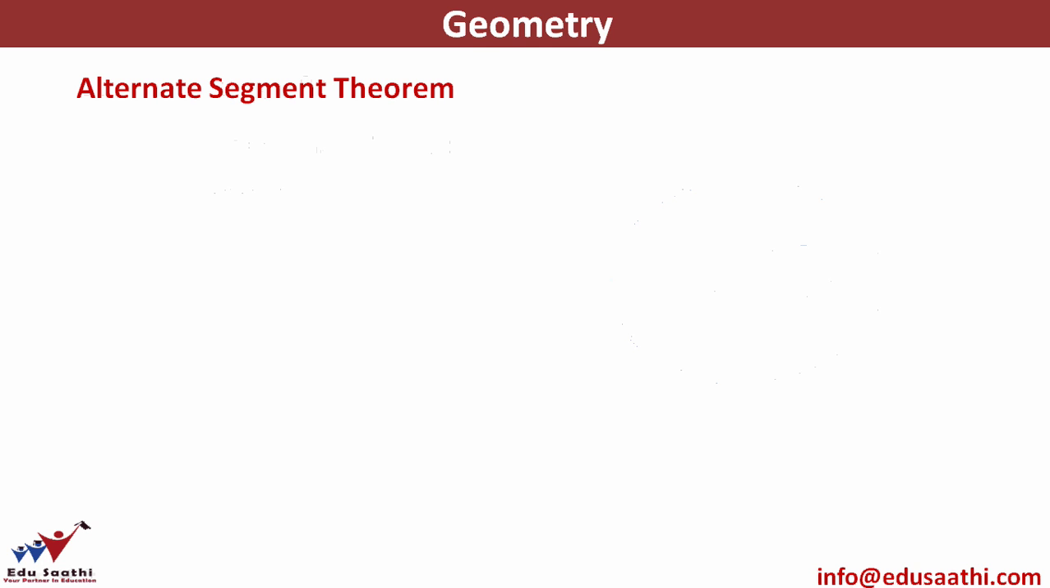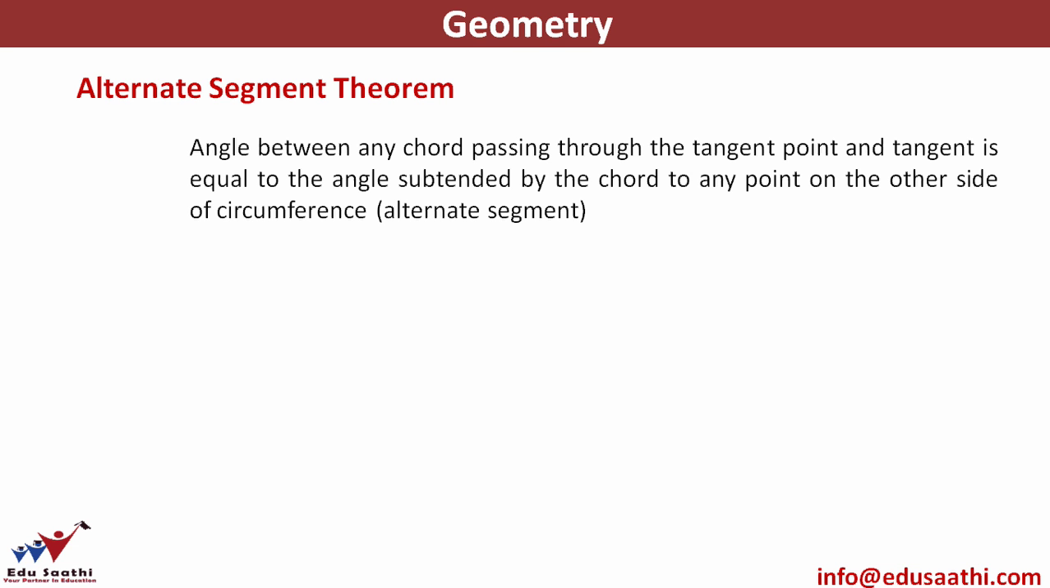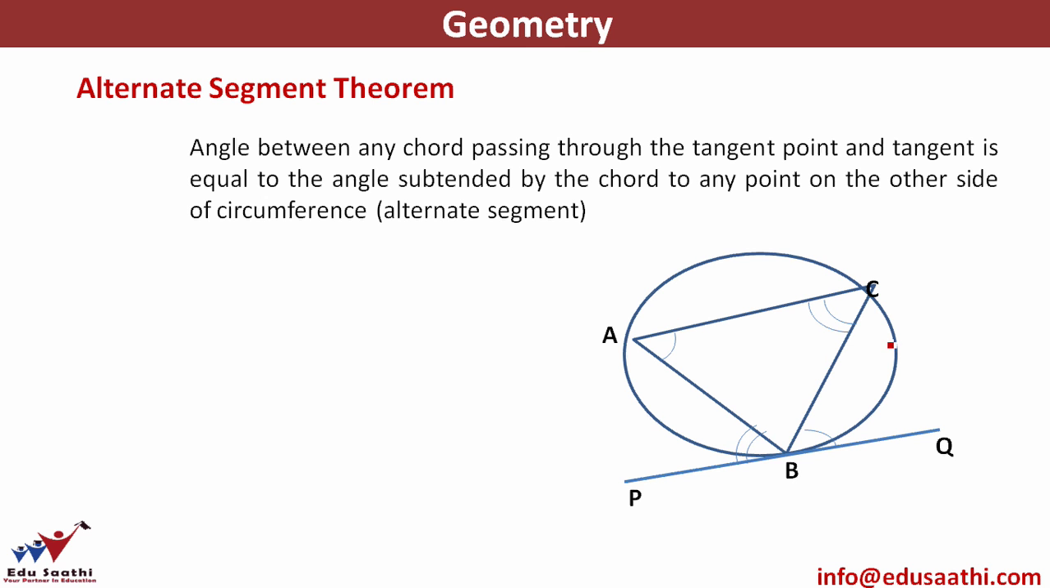The next thing that we'll discuss in the case of circles is the alternate segment theorem. This theorem says the angle between a chord passing through the tangent point and the tangent is equal to the angle subtended by the chord at any point on the circumference in the alternate segment. Let me explain with the help of an example. CB here is a chord of the circle, and PQ is a tangent. The angle formed between the chord and the tangent will be equal to the angle which this chord makes in the alternate segment.